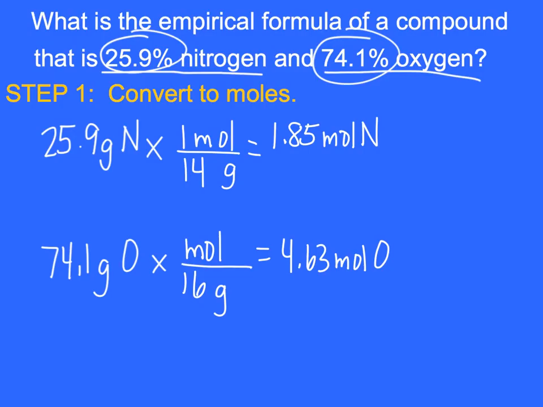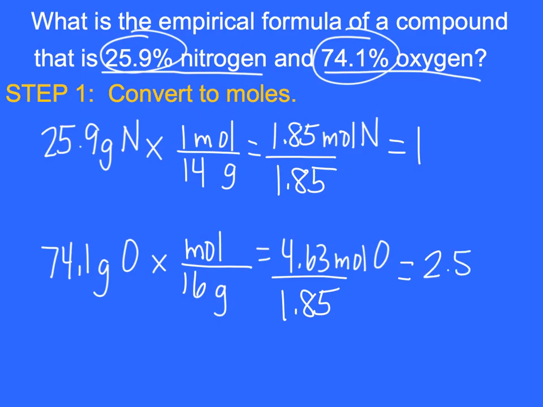All right, so then the next step is to determine the lowest whole number ratio. In order to do that, we're going to take a look at both of these answers, 1.85 and 4.63. You're going to divide both of those numbers by the smallest one. So 1.85 is the smallest number, so we're going to divide this one by 1.85, and we're going to divide this one by 1.85. This will give us that lowest whole number ratio, or what we call the simplest whole number ratio. So this will equal 1, and this will equal 2.5.